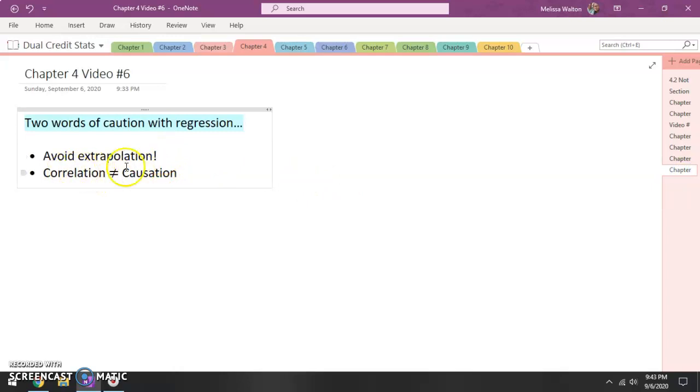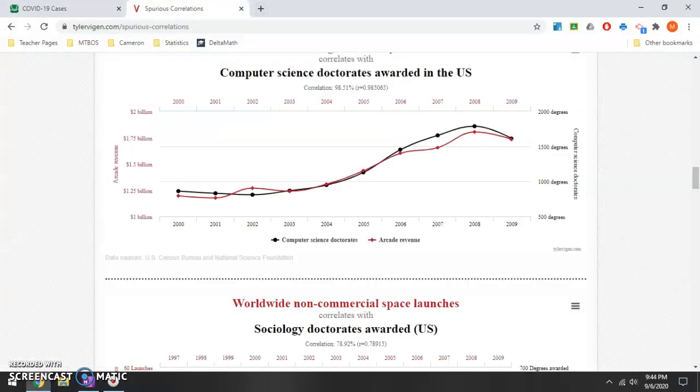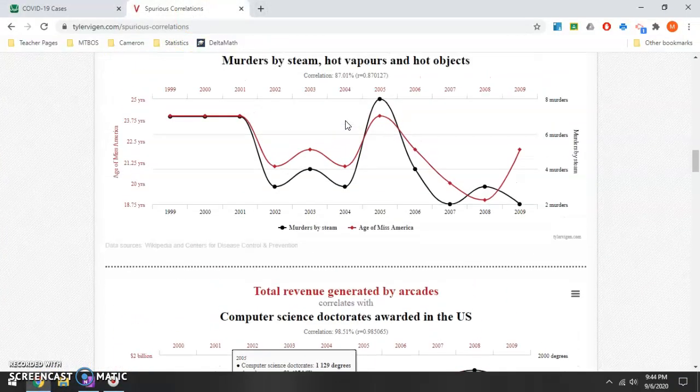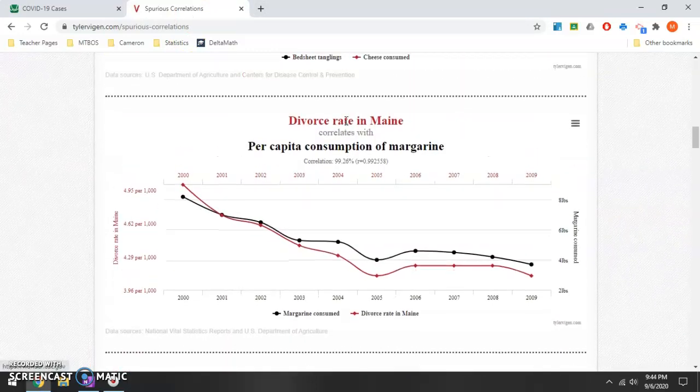And the last one is correlation does not equal causation. Just because you have a really strong R value does not necessarily mean that one caused the other. So I want to go ahead and show you guys some weird correlations here. This website shows some weird things that are correlated, but definitely do not cause each other.